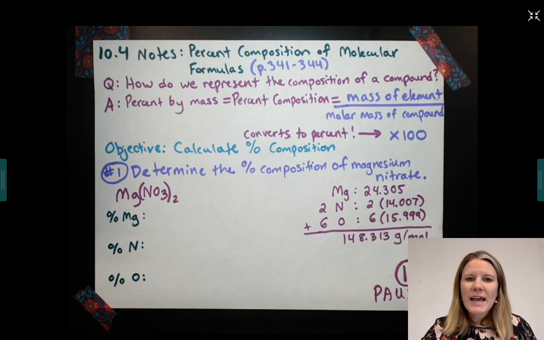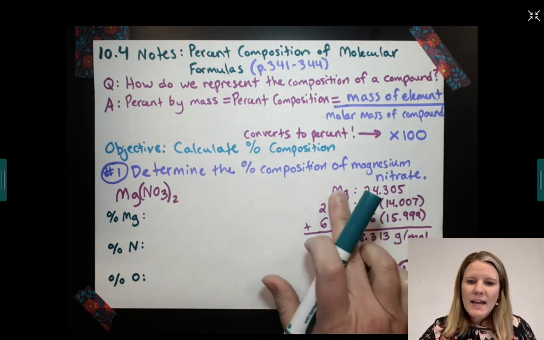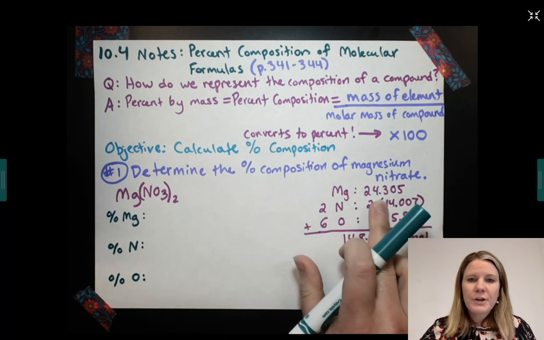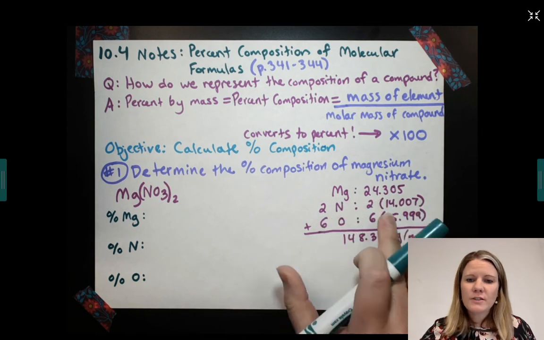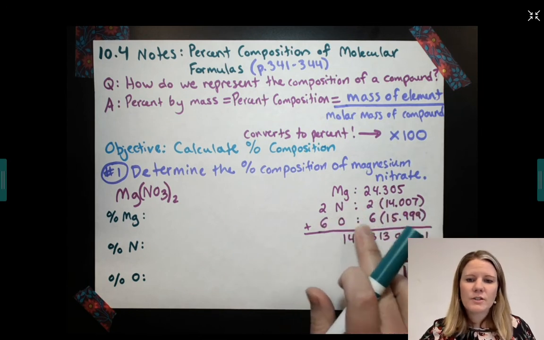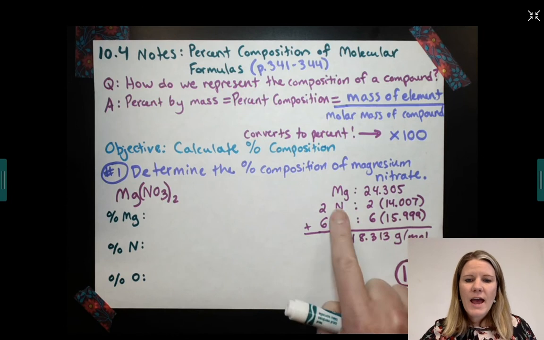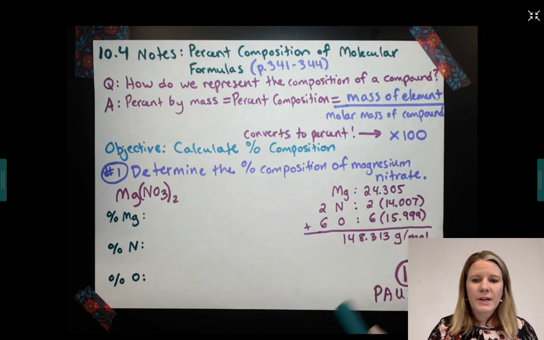So I went ahead and calculated the molar mass of magnesium nitrate, and remember the numbers come from your periodic table. There's 2 nitrogens, so double that number, 6 oxygens, so double that number, and add it all up together, 148.313 grams per mole for magnesium nitrate.